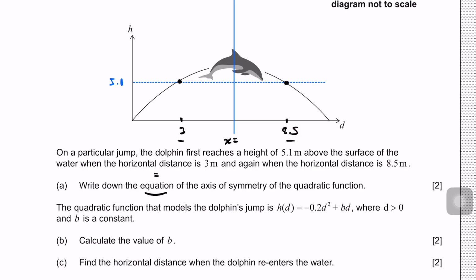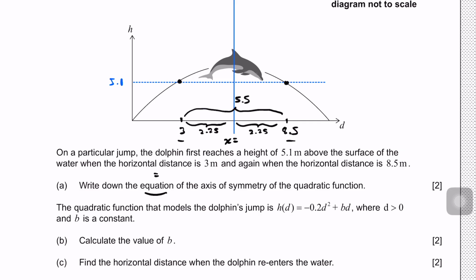What could we say? The difference between 3 and 8.5, well, they're separated by 5.5 meters. 5.5 meters separates them. That means the halfway point between would be 2.25 to the left and 2.25 to the right.